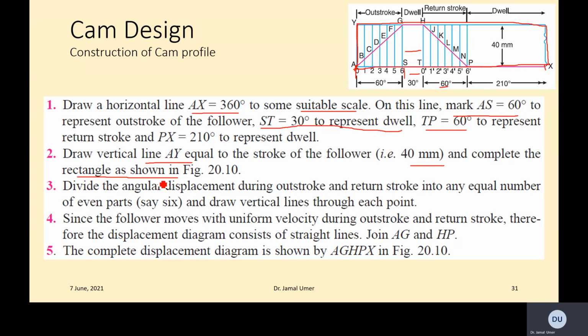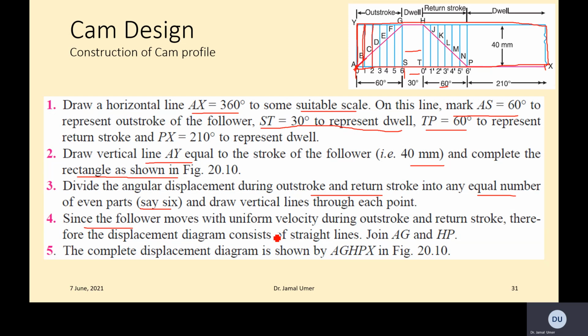Divide the angular displacement during outstroke and return stroke into any equal number of parts, say 6. So we are doing 6 different parts, and draw vertical lines through each point, right? So in the next step, you draw these lines. We still don't have this AG curve, so you draw 6 equal vertical lines. Those are the parts you have decided to divide into, so you divide in 6 parts, and those are the lines you draw.